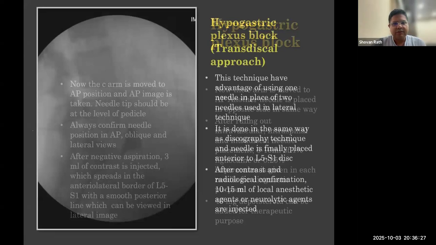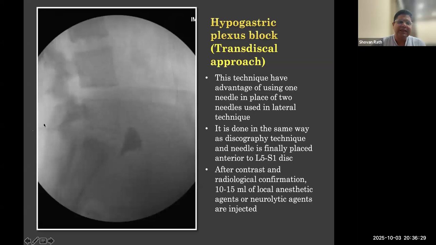This is how the picture is. This is transdiscal. Just see, this is the transdiscal one that I was saying. The needle position is here, and it will be a half moon circle distribution just around the sympathetic plexus.